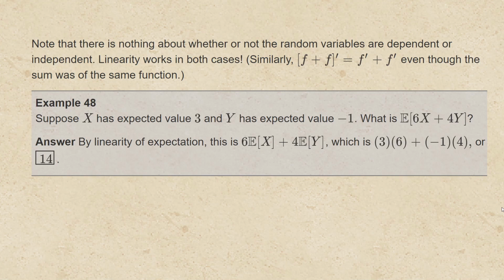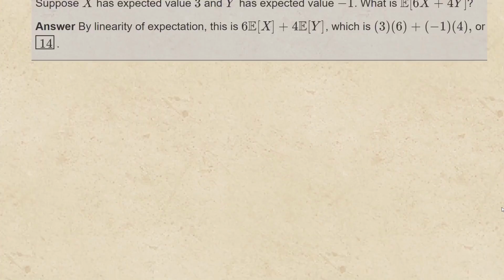Similarly, the derivative of f plus f is f prime plus f prime, even though the sum was of the same function. For example, suppose that X has expected value 3 and Y has expected value -1. What is the expected value of 6 times X plus 4 times Y? By the linearity of expectation, this is 6 times the mean of X plus 4 times the mean of Y, which is 3 times 6 plus -1 times 4, or 14.